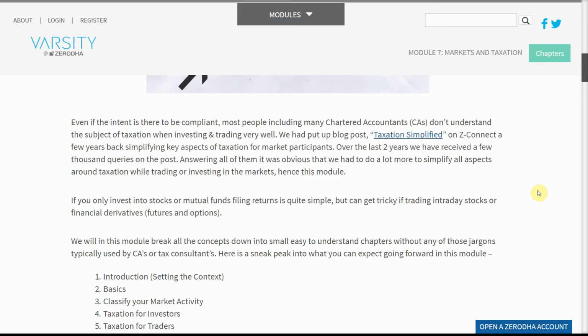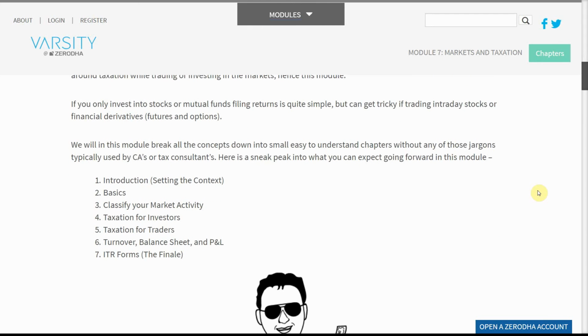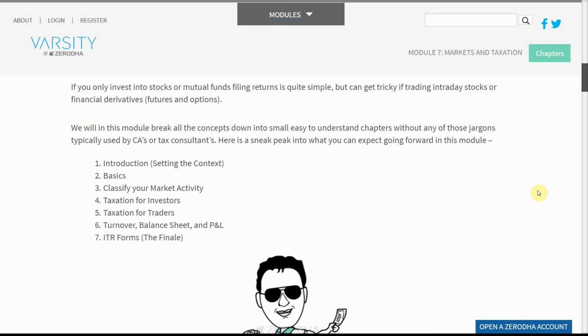Hence this module. If you only invest in stocks or mutual funds, filing returns is quite simple, but it can get tricky if trading intraday stocks or financial derivatives, futures and options. We will in this module break all the concepts down into small, easy to understand chapters without any of those jargons typically used by CAs or tax consultants. Here is a sneak peek into what you can expect going forward in this module.